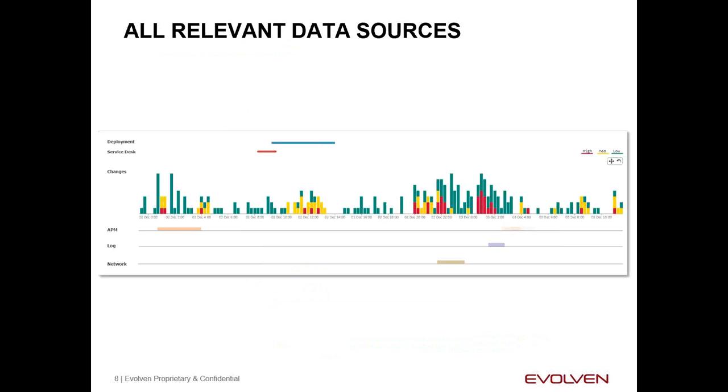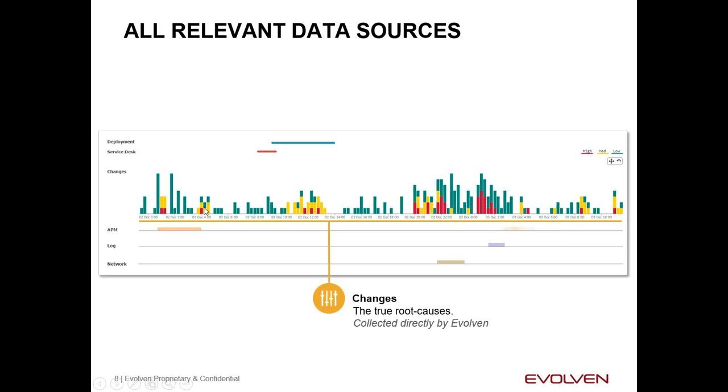So let's take a look at what that looks like in Evolvin. This is a screenshot of the analysis view in Evolvin. At its center, these red, yellow, and green items are the changes. These are what we are calling the true root causes. A change here is not a change from a change request perspective, but a change that actually changes something on the system, and that is the true root cause of problems. So those are first and foremost what we're going to represent in an analysis view.